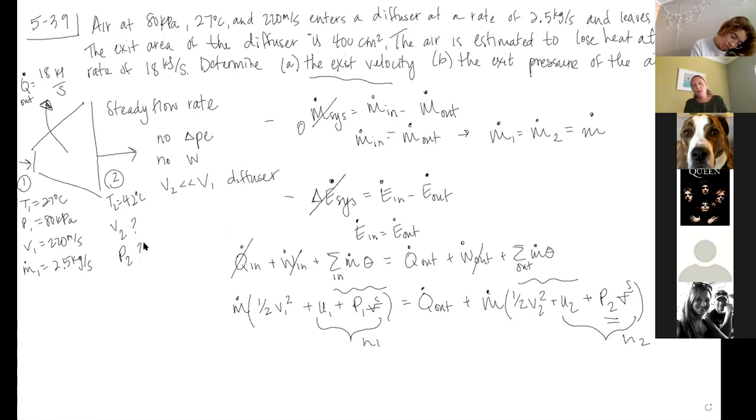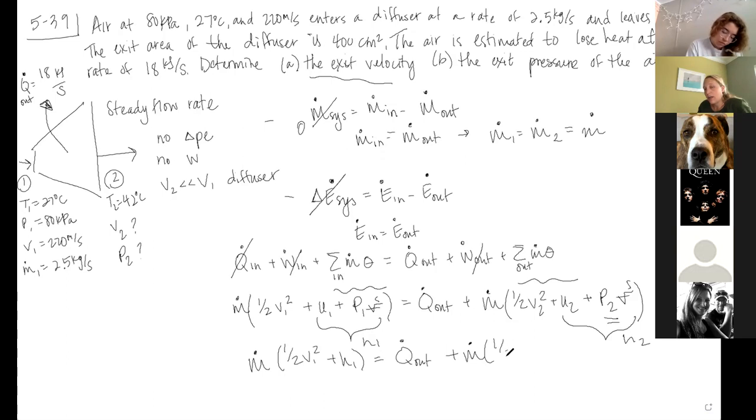Number one, we're working with air. Maybe we could use the ideal gas law, but just looking at the problem, we're not figuring out the exit pressure until later. That's a big hint: how else could you work this problem? What else could you condense this down into? So our equation becomes our mass flow rate at point 1 times our kinetic energy term of 1/2 velocity at point 1 squared plus our enthalpy at point 1 is equal to heat coming out plus our mass flow rate times our kinetic energy at point 2, 1/2 velocity 2 squared, plus our enthalpy at point 2.